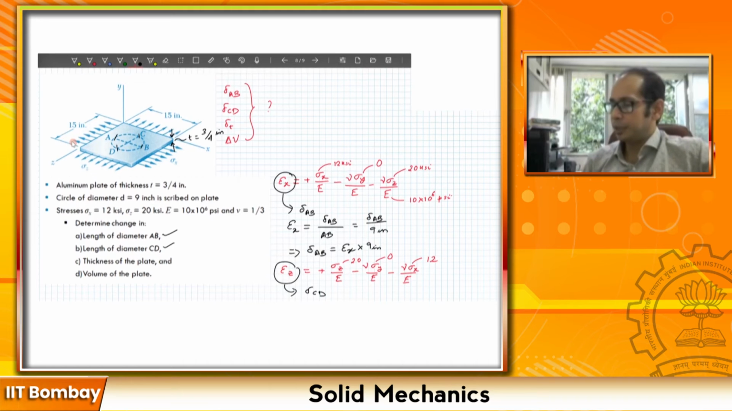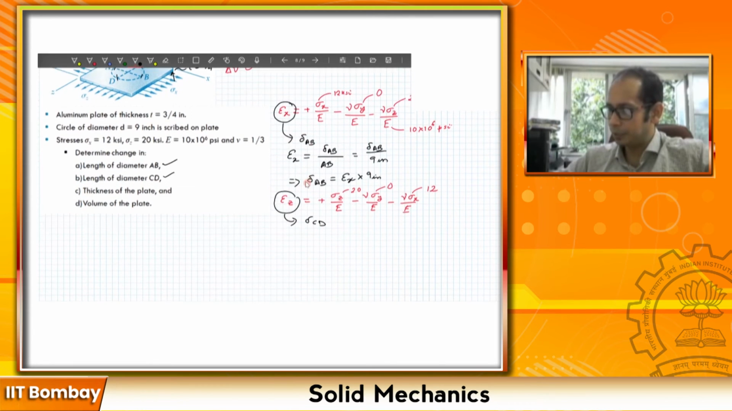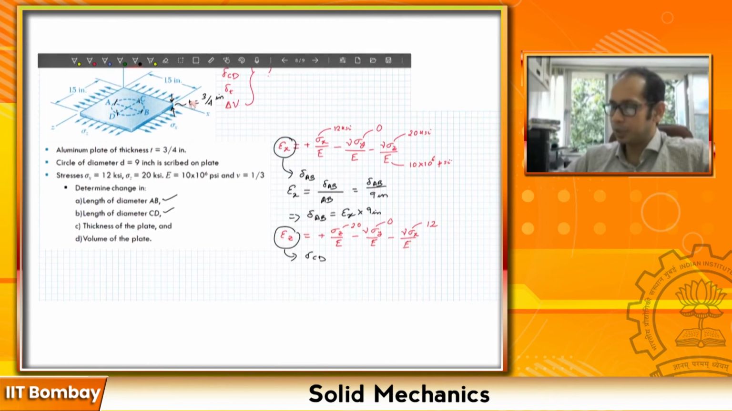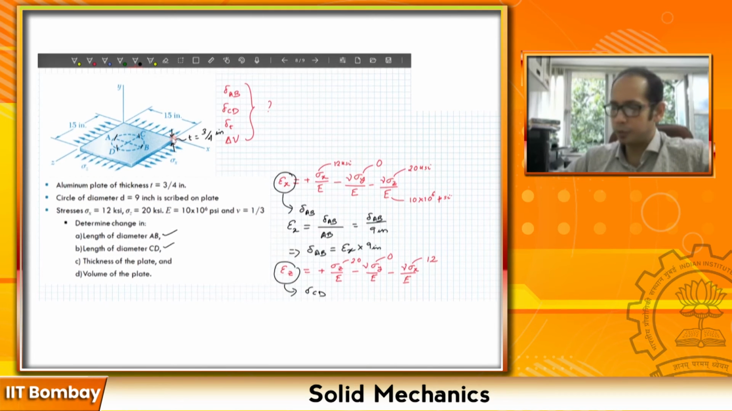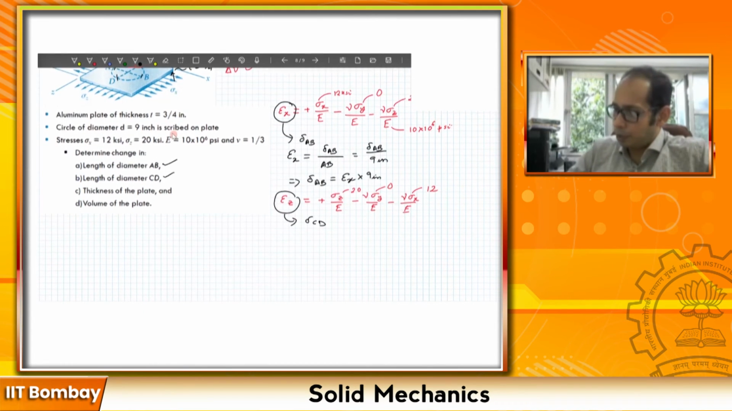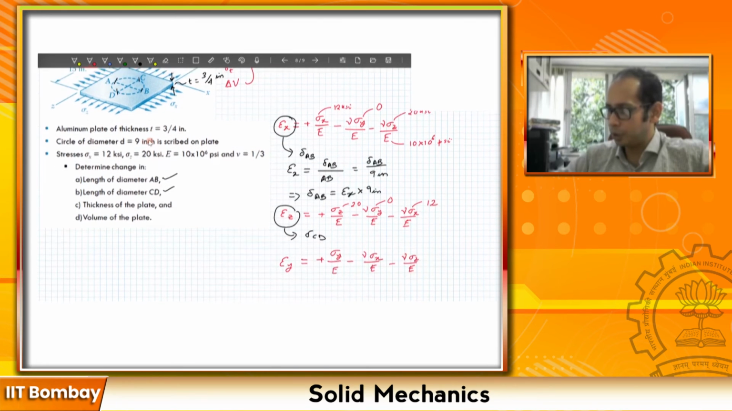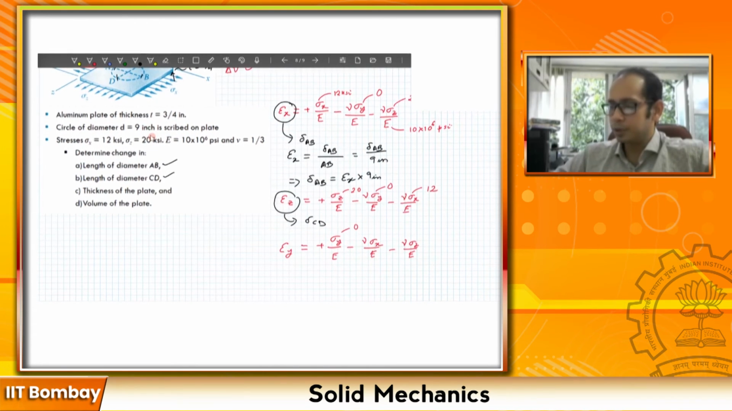The second last bit is to calculate the thickness of the plate. Remember, this thickness is about this y direction over here, so I have to find my epsilon y, right? Epsilon y in this case is going to be sigma y divided by E, minus nu sigma x divided by E, minus nu sigma z divided by E, where here I have no stress about this y direction, so this is 0, and the others you have 12 and 20.